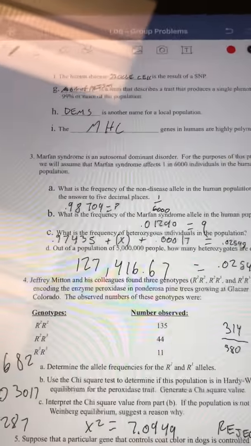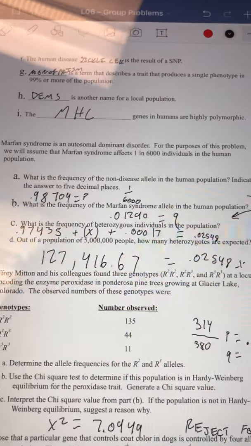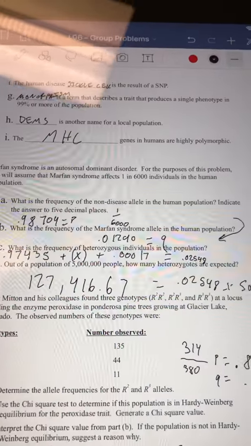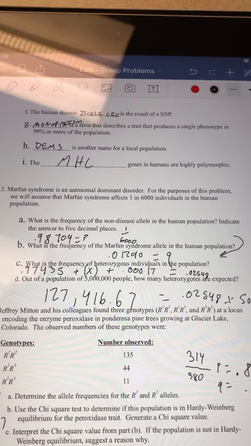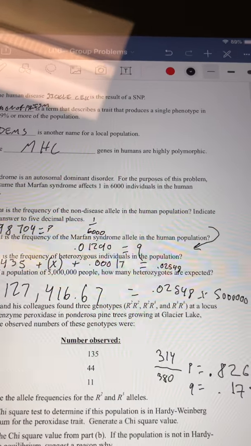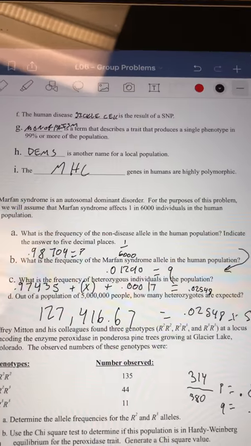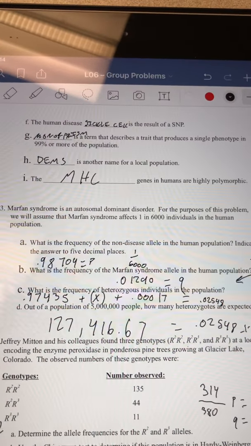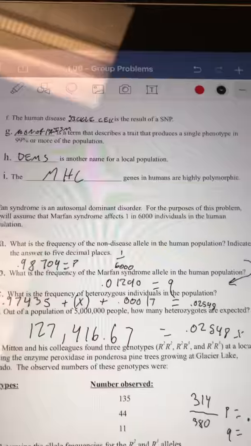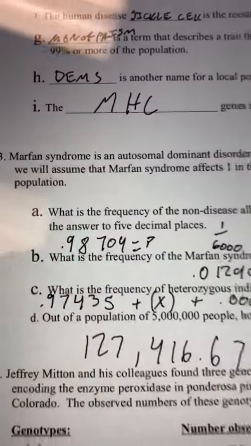So for question 3 here, we have Marfan syndrome is an autosomal dominant disorder. For the purposes of this problem, we'll assume that Marfan syndrome affects 1 in 6,000 individuals in the human population. So what is the frequency of the non-disease allele, which is the recessive trait? I found it a little backwards. I just did 1 over 6,000, which finds the Q value. You can square that and subtract 1, and you'll get the P value.